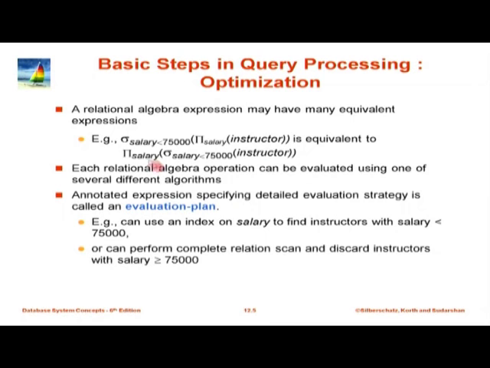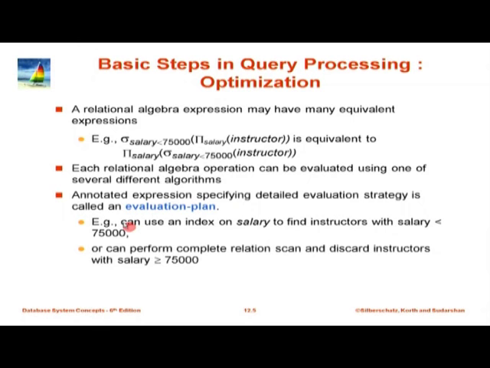Now, an optimizer's job is to give out an execution plan or evaluation plan, which the evaluation engine can directly execute. So, that plan must specify exactly how to run this query, including how to do the select, how to do the project. For example, the plan may say, use an index on salary to find instructors with salary less than 75,000. The alternative is to look at all instructors and apply the selection condition to see if the salary is less than 75,000.